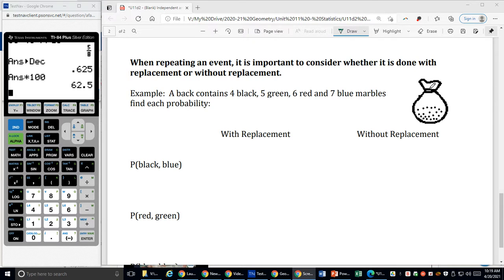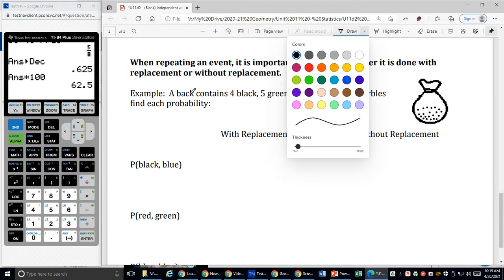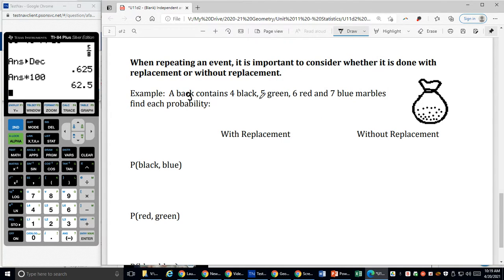Okay, so when I look at this bag of marbles here, a bag contains 4 black, 5 green, 6 red, and 7 blue marbles, and we're going to find each probability. Notice it says with replacement, and it says without replacement, and that is really important. When you're doing something with replacement, that means in between each pulling of a marble, you're going to put the first marble back, okay? Without replacement means that you are going to take out the first marble and you're going to hold on to it and then pick out the next marble, okay?